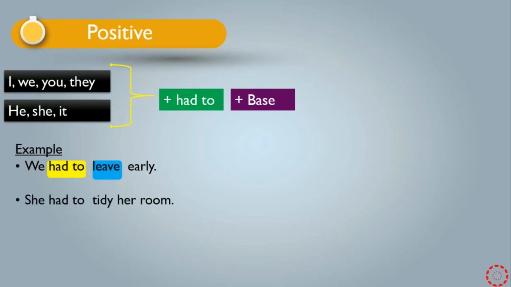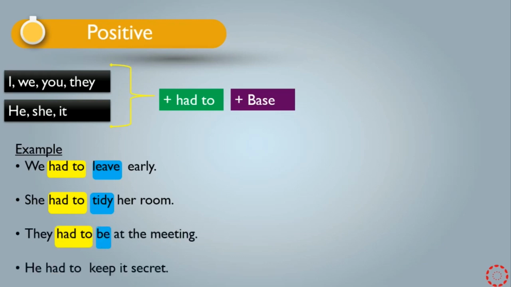Again, she had to tidy her room, okay, tidy again, it's base. And also they had to be at the meeting, okay, so be here is the verb, and it is base. He had to keep it secret. So keep here is a verb, and it is in base form.